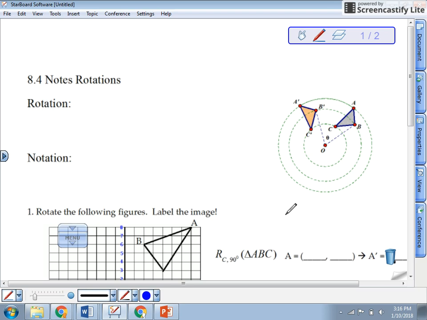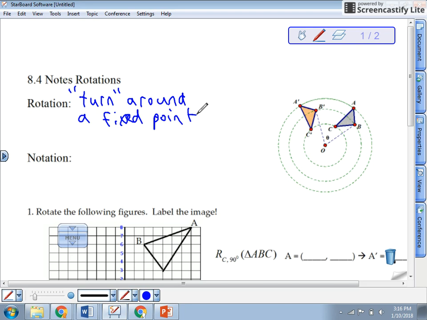Rotation is another type of transformation. So what does it mean to rotate something? Well, we're going to say turn, that term turn, for rotate, around a fixed point. Again, there'll be some fixed point or some center point. We use the term fixed point. So that's what a rotation is.